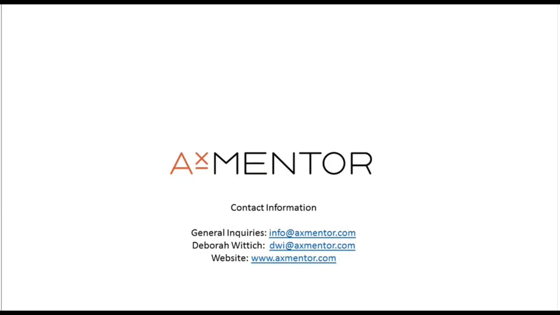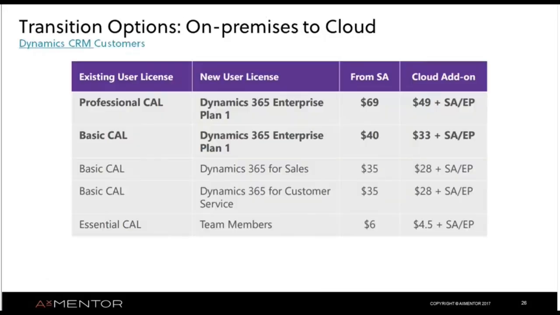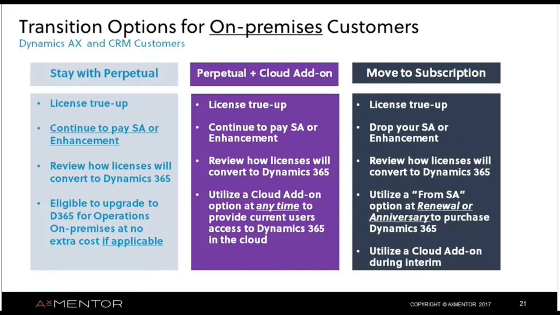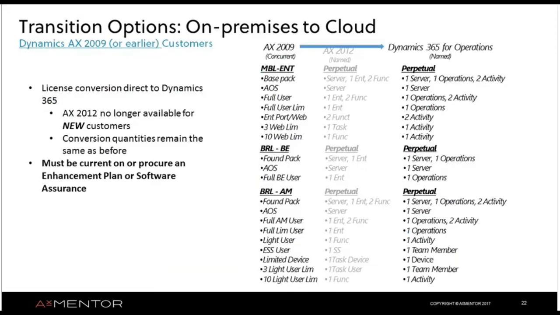Okay, I did get one question for slide 21, AX 2009 transition. Is the column on the right for perpetual and still required a cloud add-on? So the column on the right, let me jump back to it real quick. Oh, it's slide 23, okay. So the column here is showing perpetual, but this would also be relevant if you go to a cloud subscription as well.